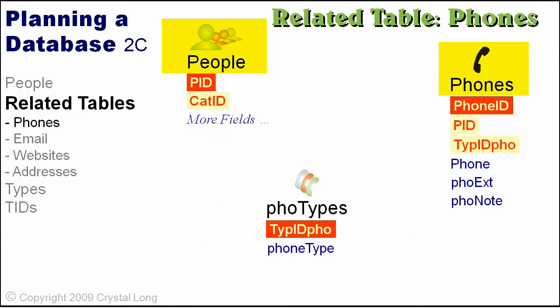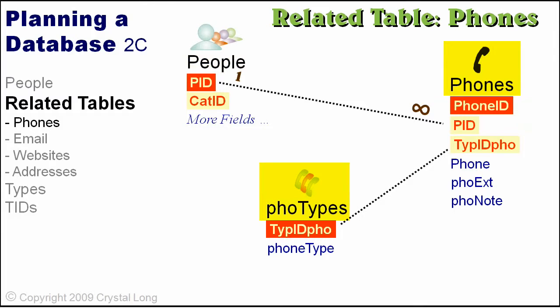People can have more than one phone number. Therefore, a one-to-many relationship exists between people and phones. One phone type can be used for many phone records.